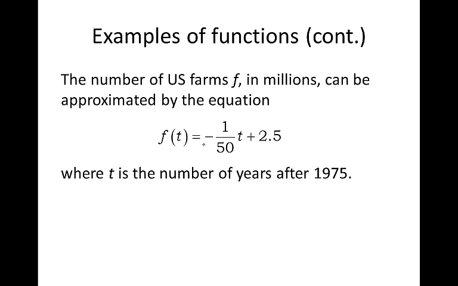The number of U.S. farms, F in millions, can be approximated by the equation, or the function, F of t equals negative 1/50th t plus 2.5, where t is the number of years after 1975. So if I know the number of years after 1975, let's say 1995, that would mean t would be 20, and I can tell you about how many farms in millions we had in the U.S.